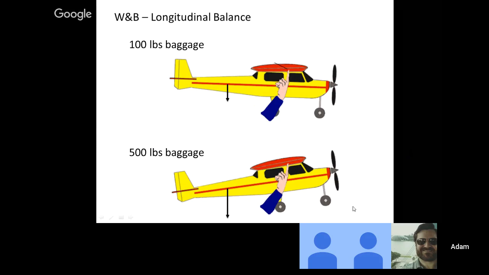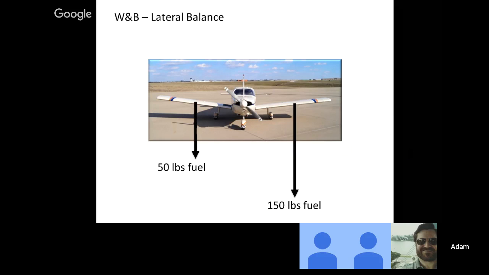In these two examples, we are looking at longitudinal balance. If you remember back to the first lesson, you've got longitudinal stability. Well, depending on how you load your aircraft forward versus aft, will affect your longitudinal balance. And likewise, depending how your aircraft is loaded, from a pilot's perspective, left versus right, will affect your lateral balance.